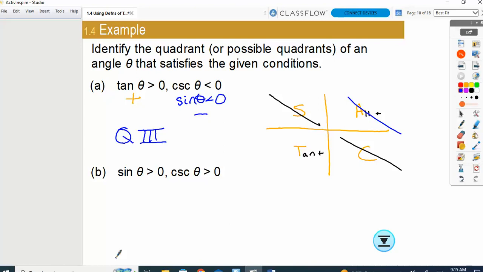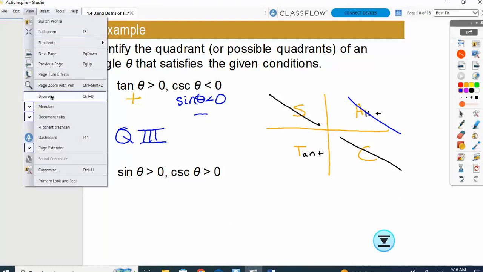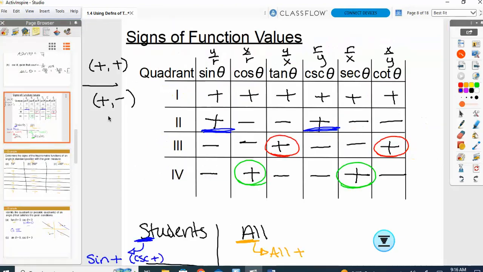Look back to that table where we put all the positives and negatives, and double check that. In quadrant 3, tangent is positive and sine was negative, so we figured it out.